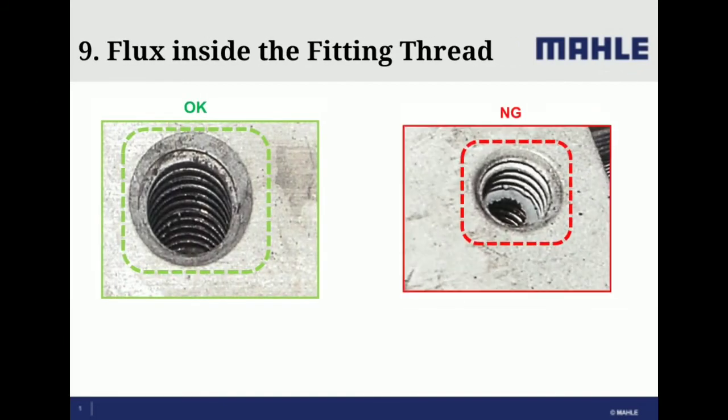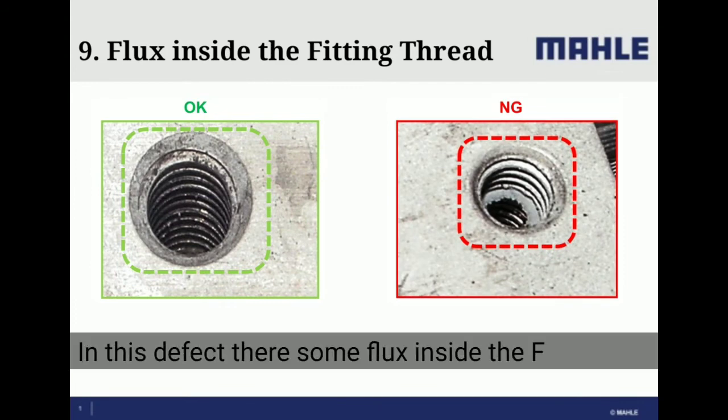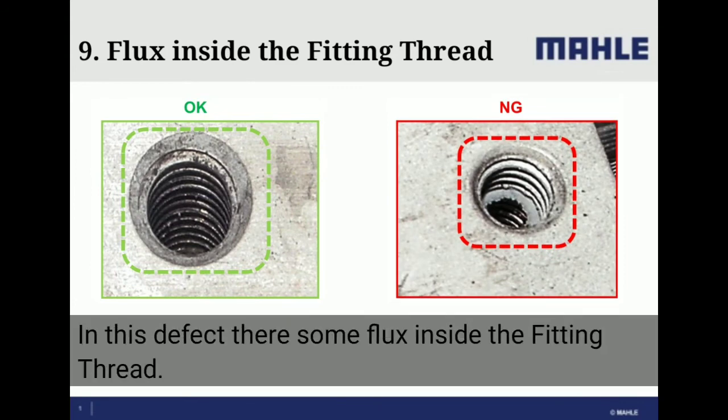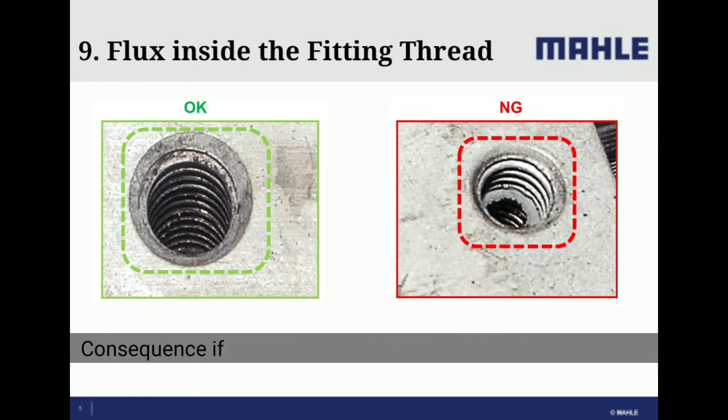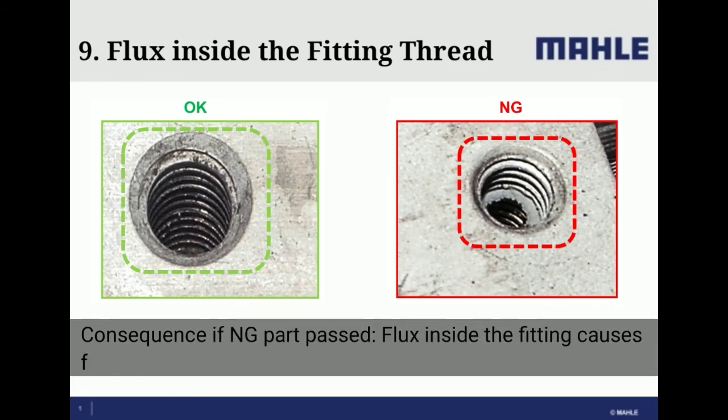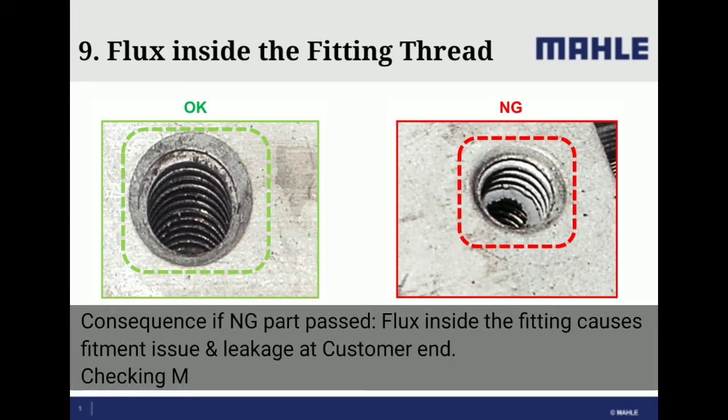Next is flux inside the fitting thread. In this defect, there is some flux inside the fitting thread. Consequences: if the NG part passes, flux inside the fitting causes fitment issues and leakage at the customer end, and its checking method is visual or by gauge.